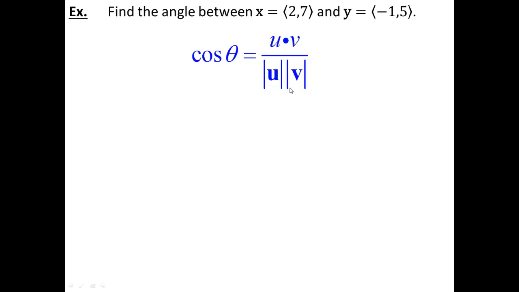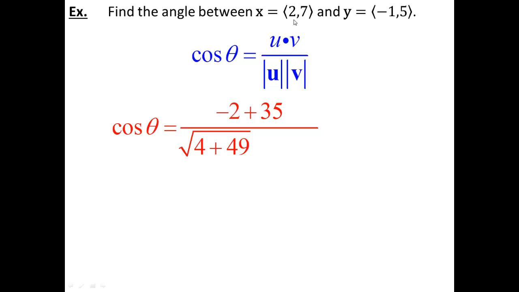Alright, so let's start with the top, the dot product. So cosine of theta equals, on the top it's going to be 2 times negative 1, which is negative 2, plus 7 times 5, which is 35, and I'm going to have to add those together. I'll clean that up in just a second. Let's go ahead and do the bottom as well. I need the magnitude of u, or the magnitude of x, which is just going to be the square root of 2 squared plus 7 squared. And of course the magnitude for y is going to be the square root of 1 plus 25.